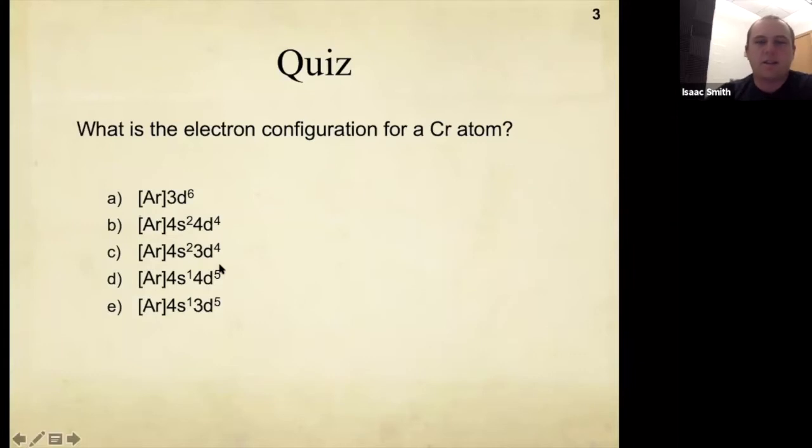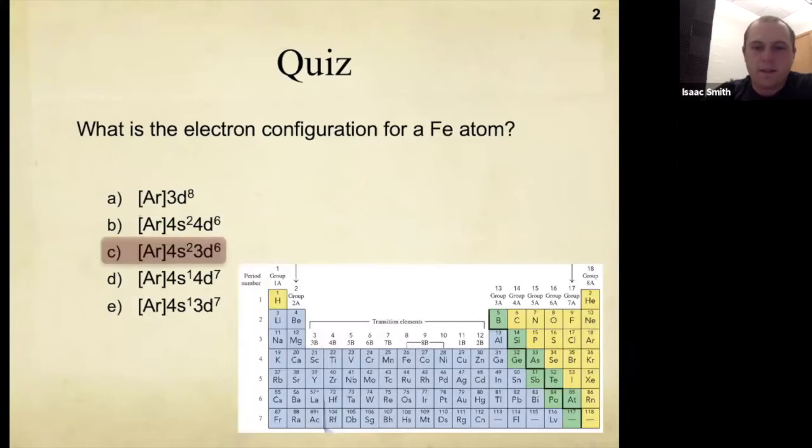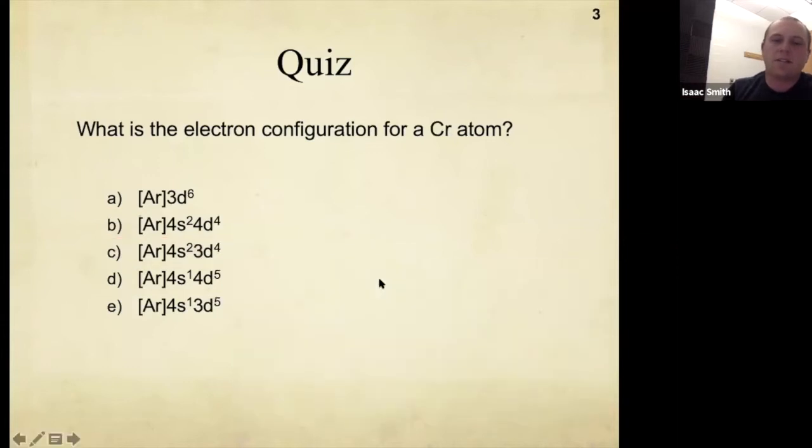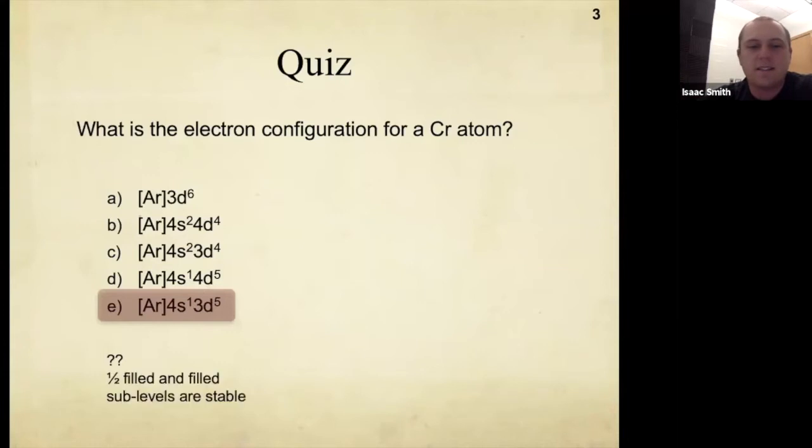And let's try another one of these. So go ahead and pause it and try this for the chromium. All right, coming back here. So if we look at chromium, sorry, this is the iron slide. I forgot to put the periodic table on the next one, but chromium is right here. Okay, so it's number 24. So we should have the same orbitals available as we did with iron, but we just have 2 less electrons. Okay, so the answer here is E.